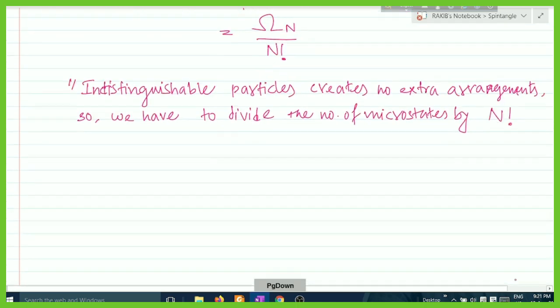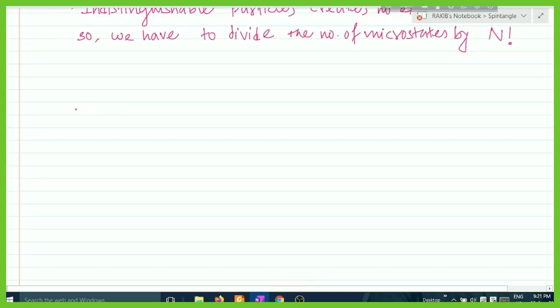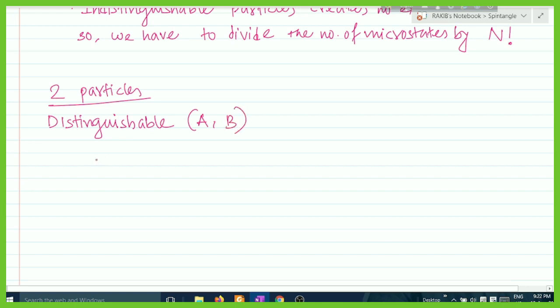You can see from this that you have to divide. Now let's understand this. Say you have 2 particles. If these particles are distinguishable, which means you can label them, say A and B, they will create a combination. AB is a microstate, and BA is also a microstate. Therefore, the number of microstates will be 2 factorial, which means 2. You can write it as 2, but I have written it for general understanding.